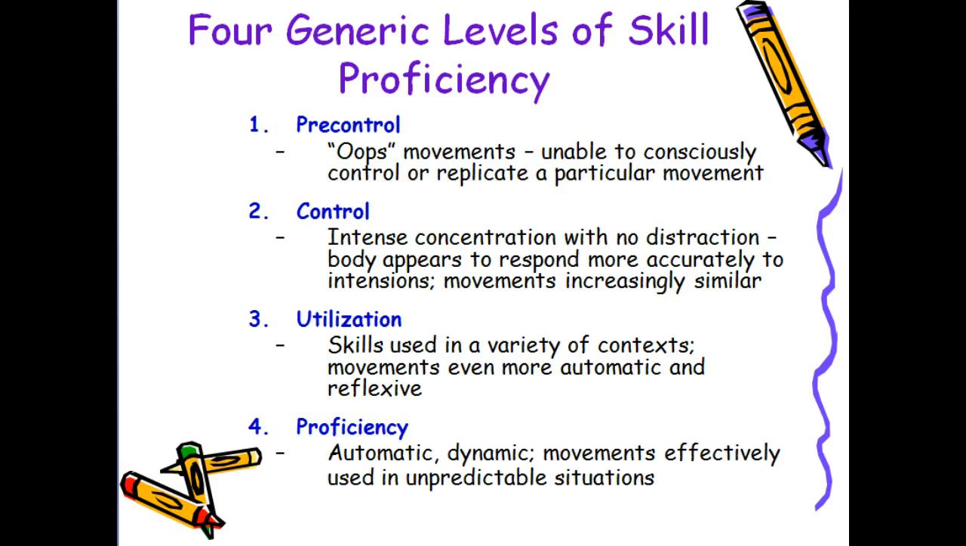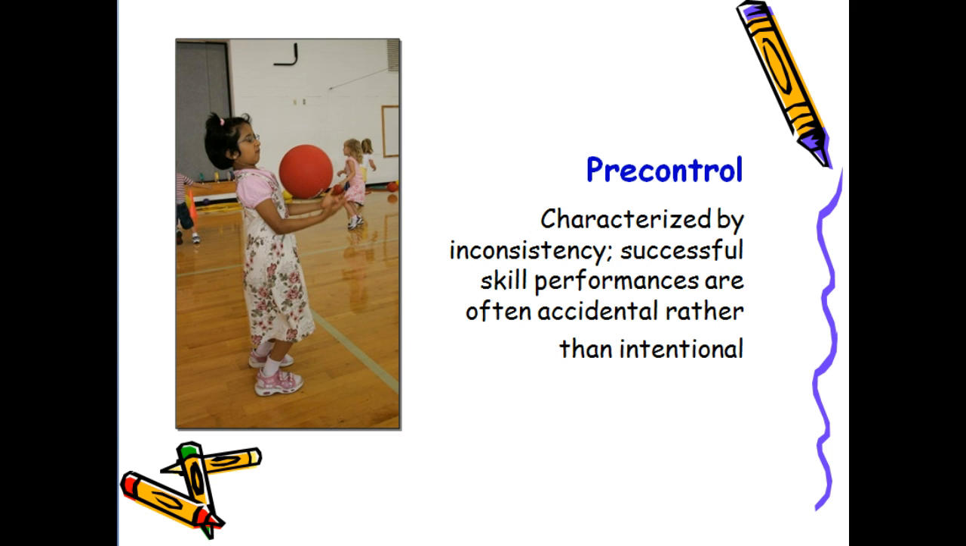At the utilization level, skills are used in a variety of contexts, and movements are automatic and more reflexive than at the control level. At the proficiency level, movements are pretty much automatic and dynamic. Movements are effectively used in unpredictable situations, such as in using open skills. At the pre-control level, skills are characterized by inconsistency. Successful skill performances are often accidental rather than intentional.